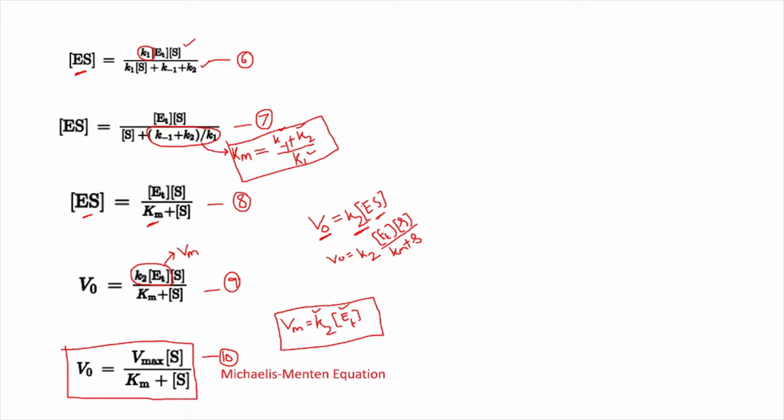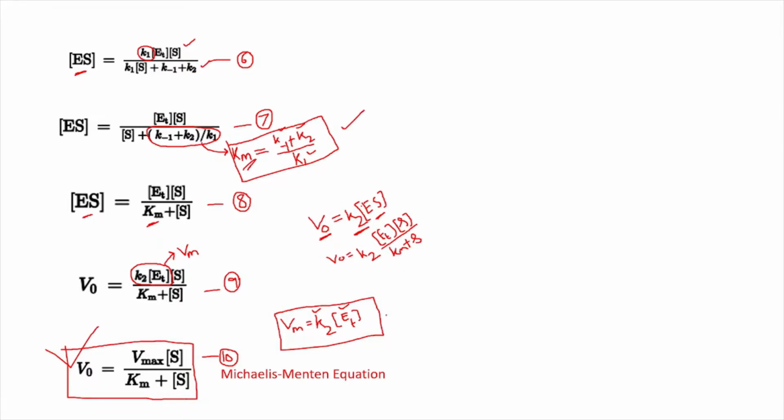Alright, suppose this is the Michaelis-Menten equation. V naught is equal to Vmax into S by Km plus S. So if you are given Vmax, Km and S, you can easily calculate V naught. But suppose you don't have any direct values of Vmax and Km. Instead, they have given the values of K minus 1, K1 and K2, and also the total enzyme concentration and the total substrate concentration. They have asked you to calculate V naught. So what you will do, first from this formula, Km is equal to K minus 1 plus K2 by K1. From here you will calculate Km.